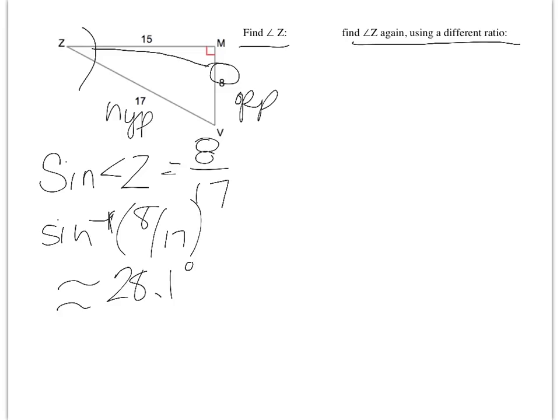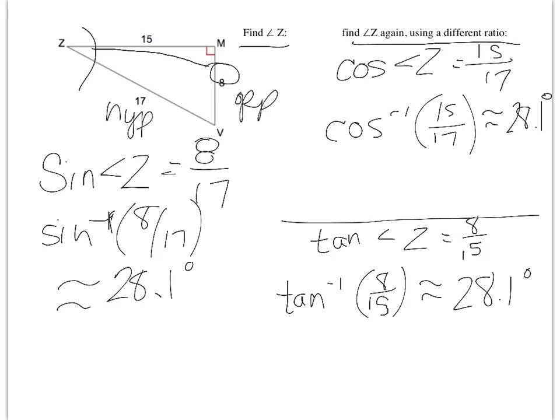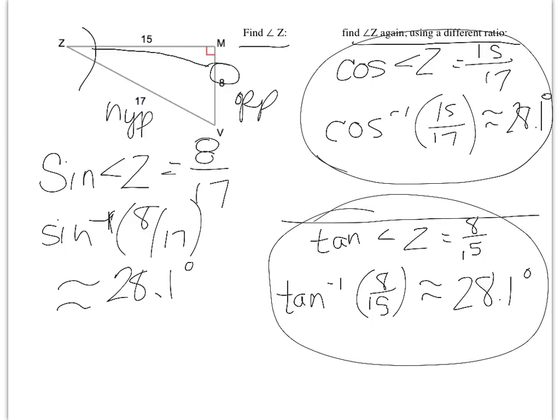Okay, so next I want you to pause the video and try it a second time using a different ratio. You can either do cosine or tangent, it doesn't matter. You only have to do one of them, and we should get the same exact answer. So go ahead and do that and check back in a second. Okay, so I went ahead and did both of them so you could check either one that you might have done. I showed the cosine ratio here and how it would set it up, and you would get 28.1 degrees, and then here's the tangent ratio, and again getting the same answer.